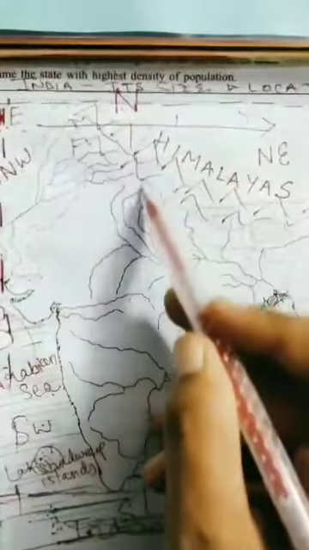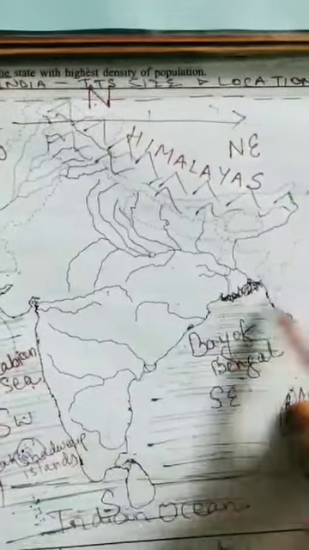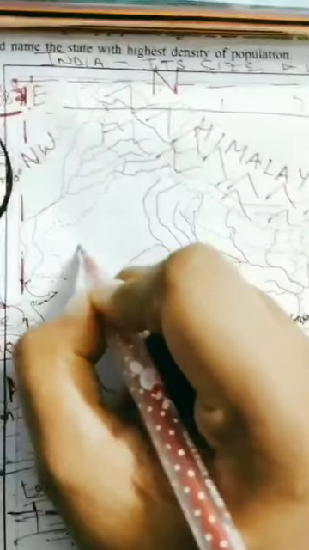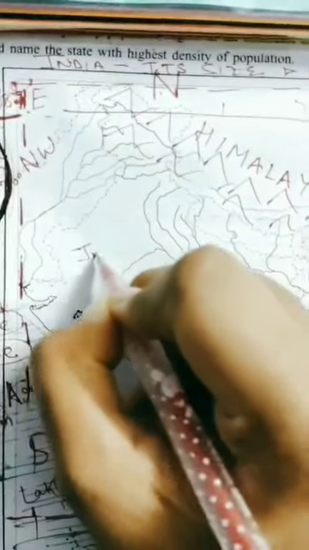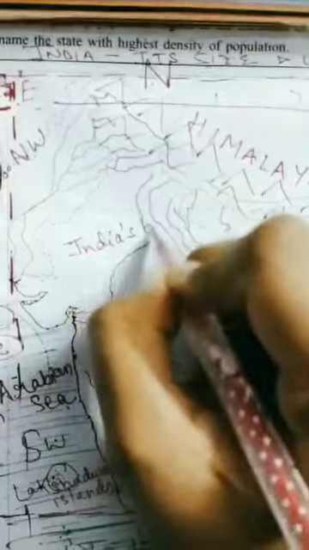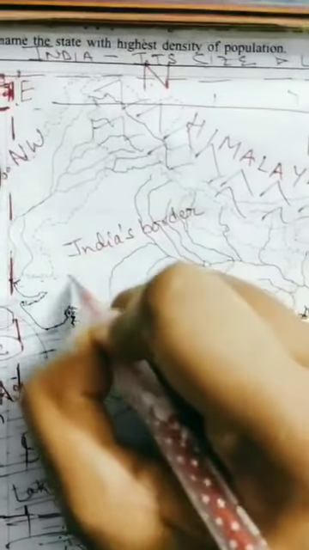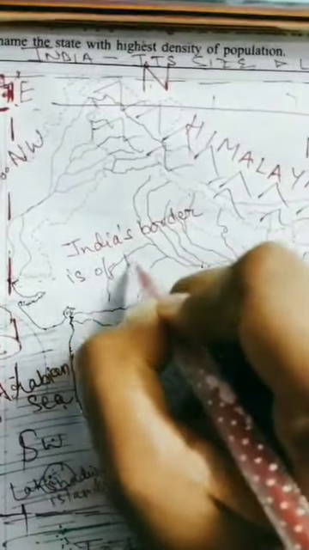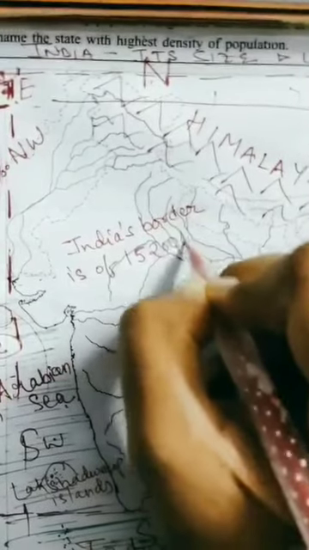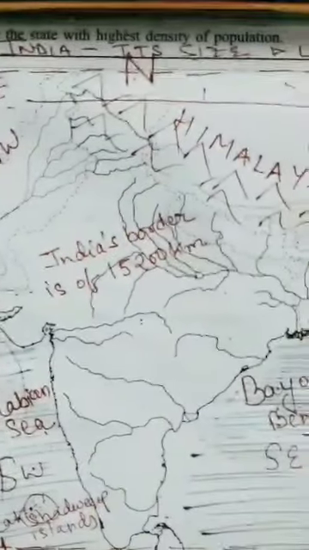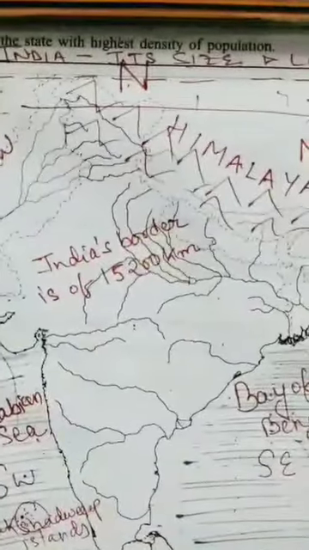Let us focus here. This boundary, the international boundary with the neighboring countries. How much border does India actually have? India's border is of 15,200 kilometers, right?